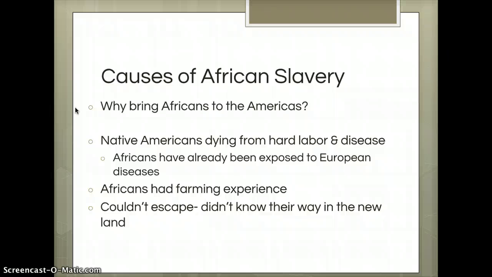Also, Africans had farming experience, unlike the Native Americans. And frankly, they couldn't escape, right? A lot of Native Americans could escape off the plantations and the mines and hide because Europeans don't know where they're going. But the Africans won't know the landscape and they won't know their way.